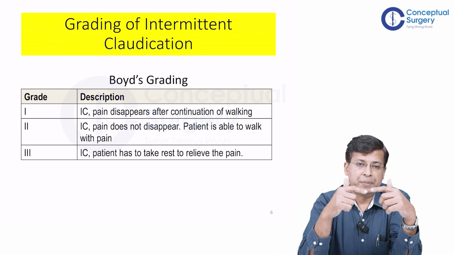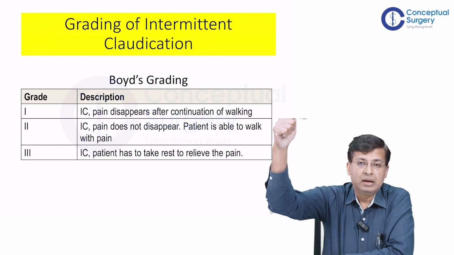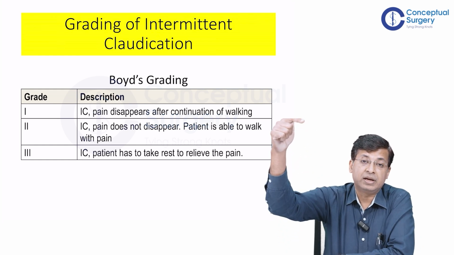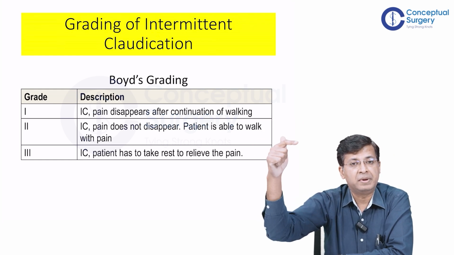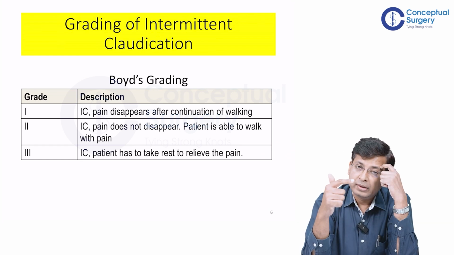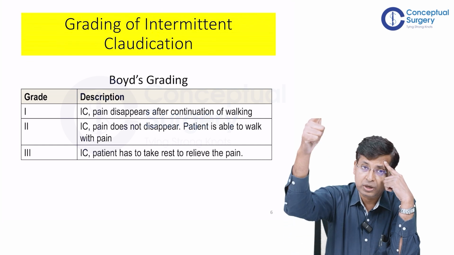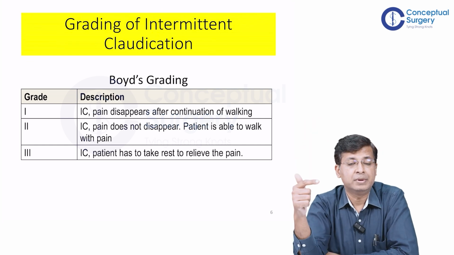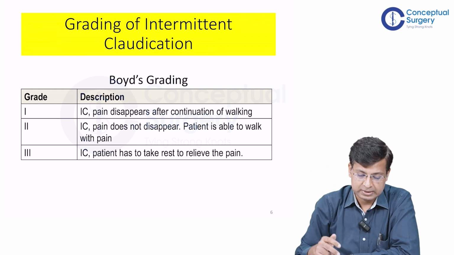Grade 2 is where the pain happens, will increase, and it will be severe but not severe enough so as to cause the patient to stop walking. The patient will be able to walk with pain by making some additional effort. The third will be where the pain is so severe. So this is all a progression of the disease. It is all a continuum. In grade 3, the pain will be so severe that the patient is forced to take rest.